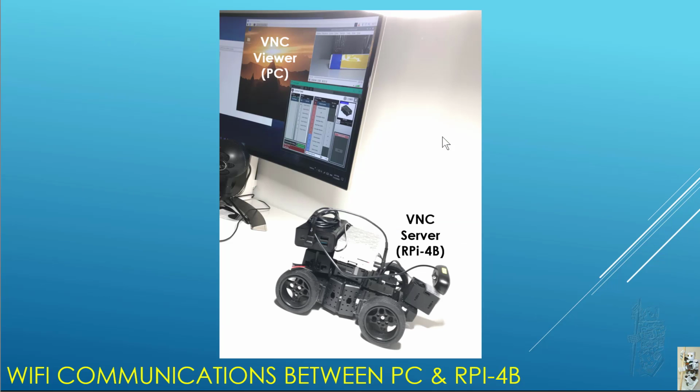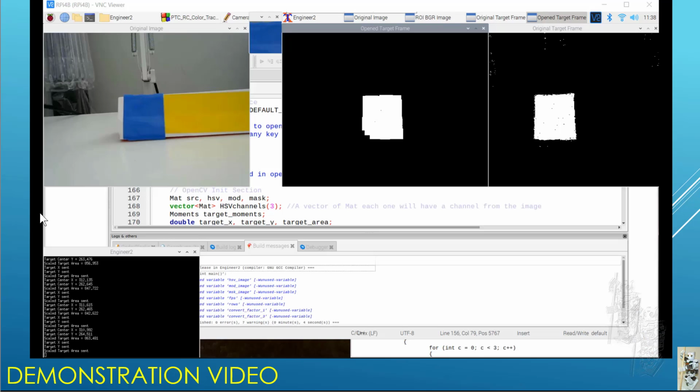Okay, so I'm still using VNC server on the Pi and VNC viewer on the PC to do development and to control this project. And here's a demonstration video, so you can see a little bit of background there. That's how the Code::Blocks IDE looks. So we're using the same.